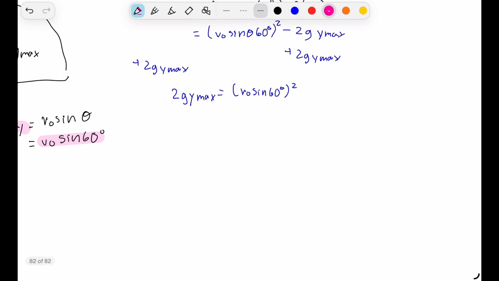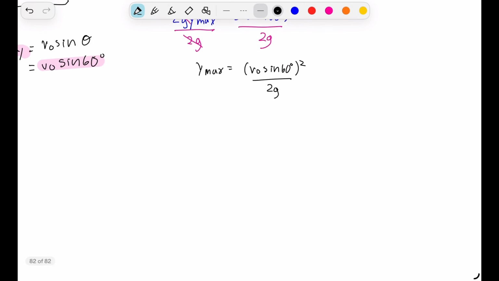All you do now is divide both sides by 2g, and you get that the maximum height that your projectile is going to reach is equal to v initial sine 60 degrees squared divided by 2g. Now, we know when we're on our unit circle and we're at an angle of 60 degrees, we are going to have 1/2, root 3 over 2. Since we're examining our sine, we have that value.